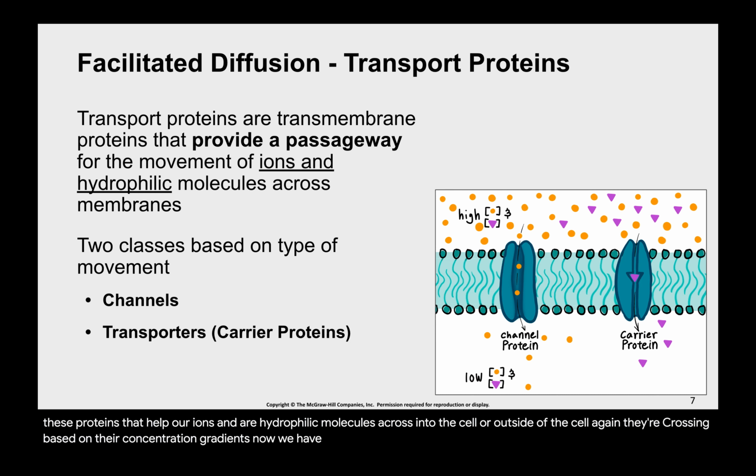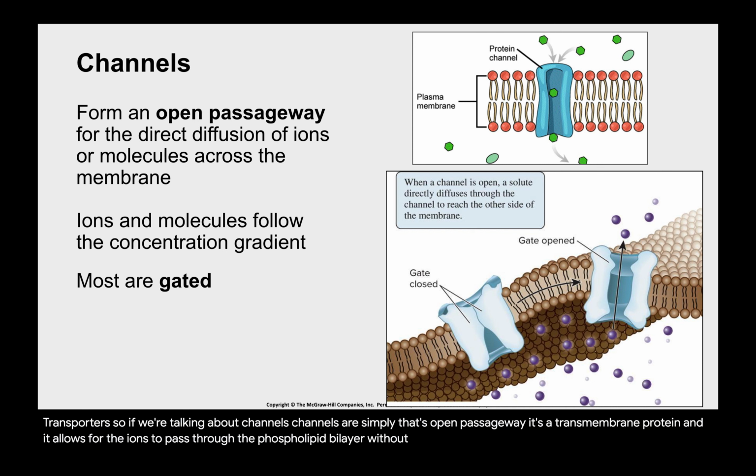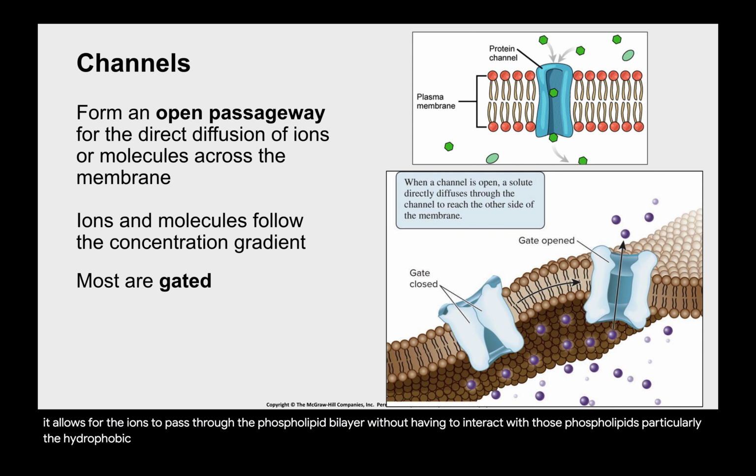Now we have two different types of transport proteins. We have channels and we have transporters. So if we're talking about channels, channels are simply this open passageway. It's a transmembrane protein, and it allows for the ions to pass through the phospholipid bilayer without having to interact with those phospholipids, particularly the hydrophobic interior of that bilayer.